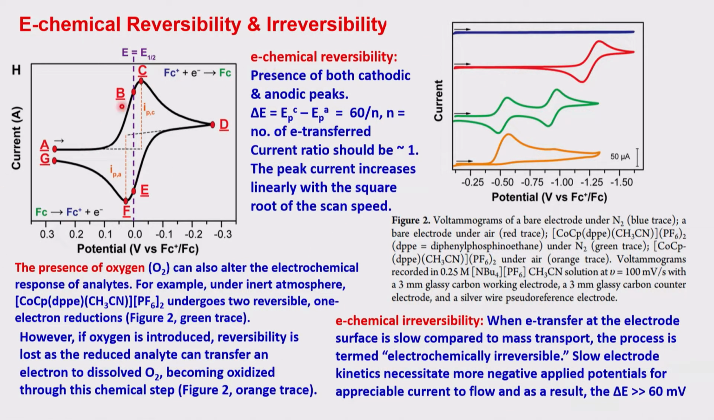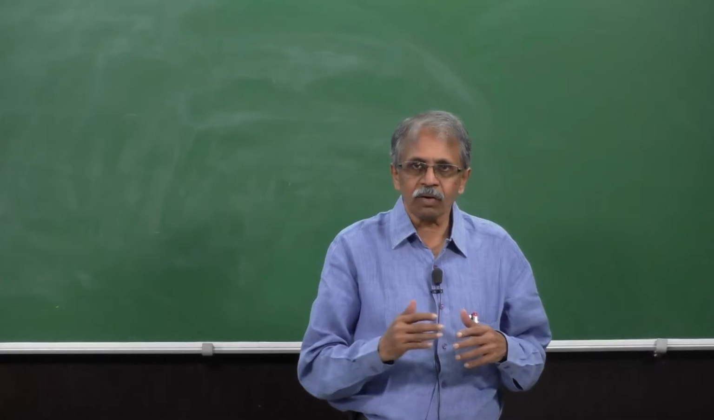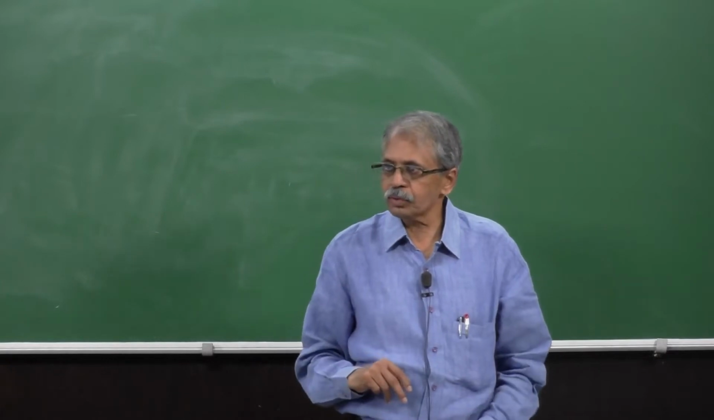I talked to you about the reversibility features that you should be able to see: both the peaks, and the difference between the peaks should be 60 by n, and the ratio of the current should be close to 1. If any of these parameters is not there, then that becomes an irreversible category called quasi-reversible. Let us not worry about those aspects.